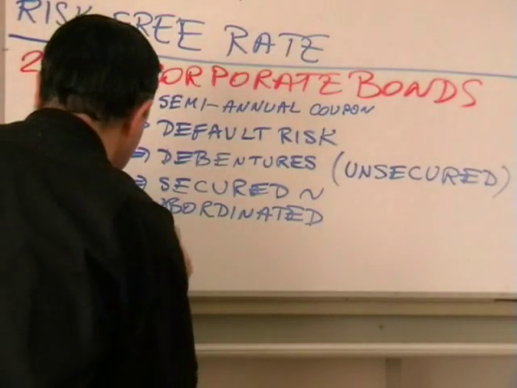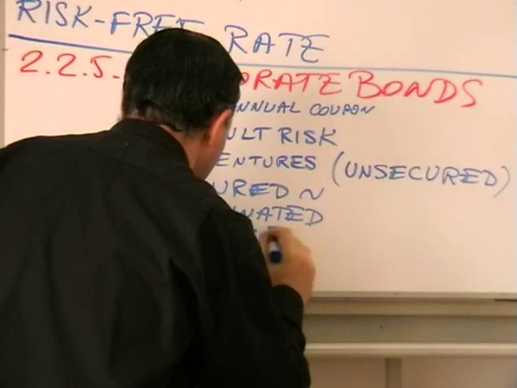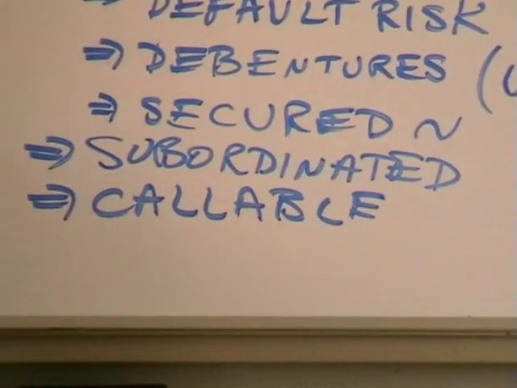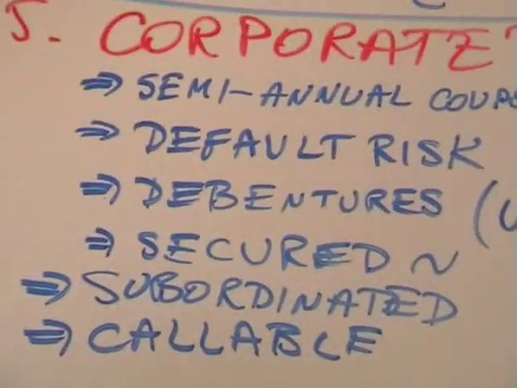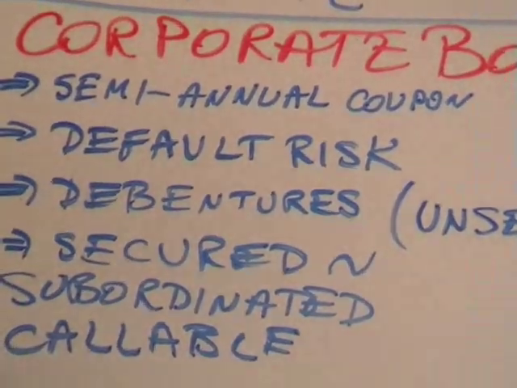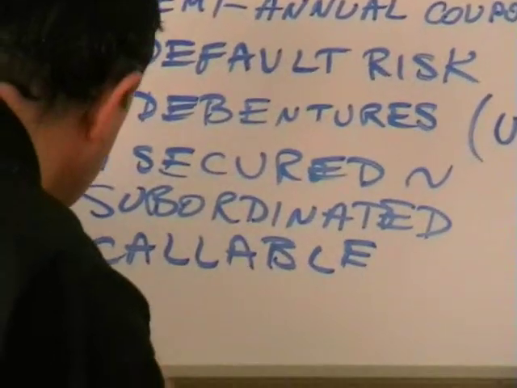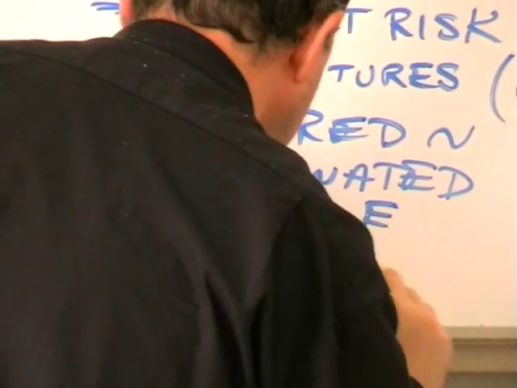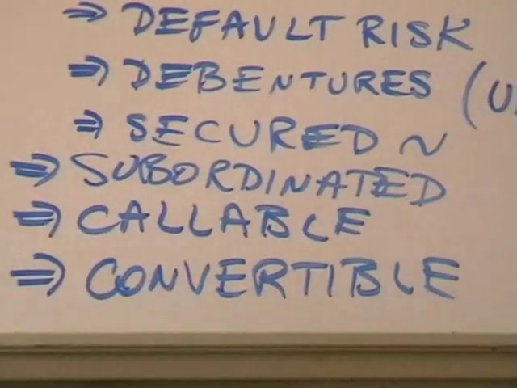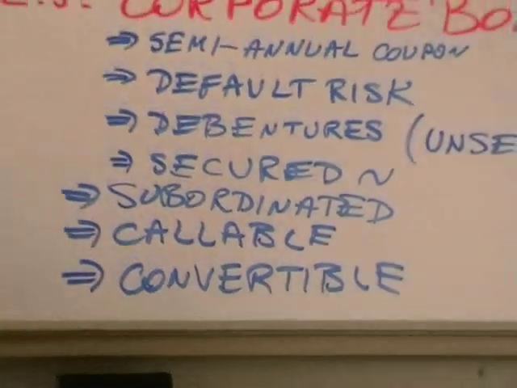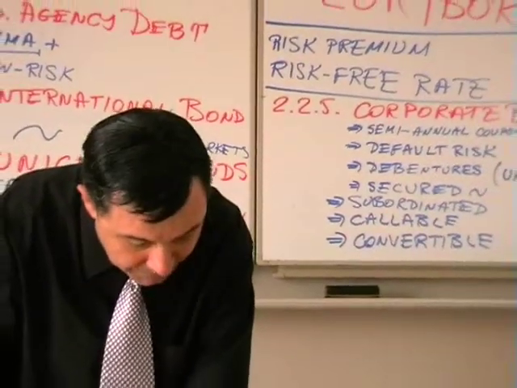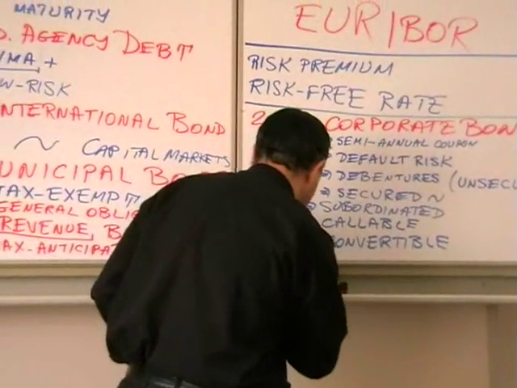It may also be in the category of callable. Callable means that the issuer, the corporation, has the option but not the obligation to pay off early according to predefined terms in the callability of the bond. And they may also be convertible, which is a bond that can be converted into stocks at the option of the bondholder. So, you bought the bond and at any point in time, you can convert it for 20 shares of that particular stock.